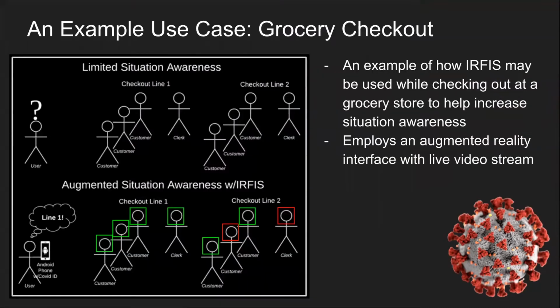Let's take a look at a possible use case. Imagine a cautious user is at the store and wants to minimize their risk of exposure to COVID-19 at the checkout lines. Using the COVID ID Android application's augmented reality interface, the user could point their phone at each line and the system would highlight users that are exhibiting unusually high skin surface temperatures, which may indicate fever. The user could then choose to join the line with less risk. This augmented situation awareness is exactly what IRFIS was made for.